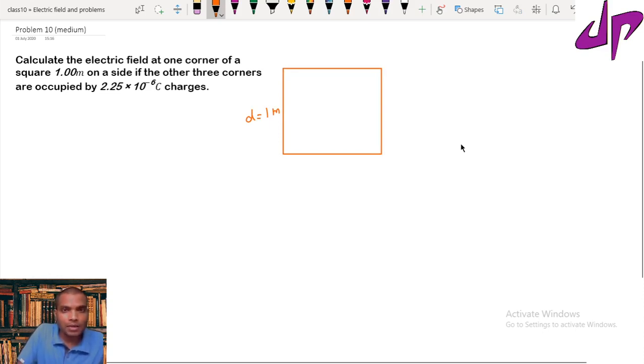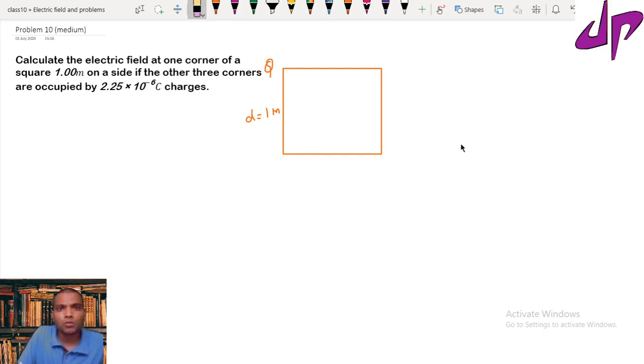If I take the three corners occupied by 2.25 times 10 power minus 6 coulomb, I'm calling those Q1, Q2. No need to call them Q1, Q2. Just take all of them as having the same quantity. It's a Q and also Q and also Q, and Q equal to 2.25 times 10 power minus 6 coulomb, and distance d equal to 1.00 meter.